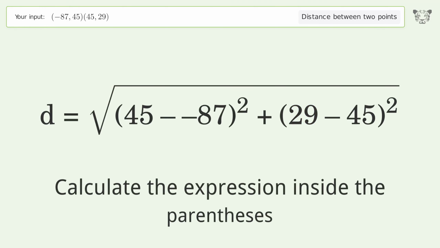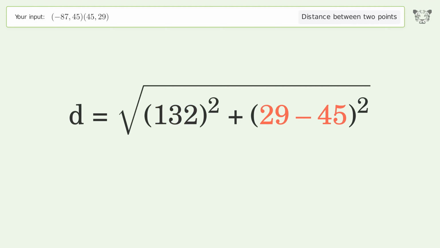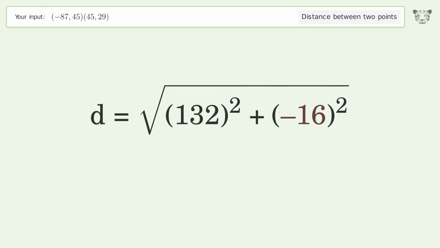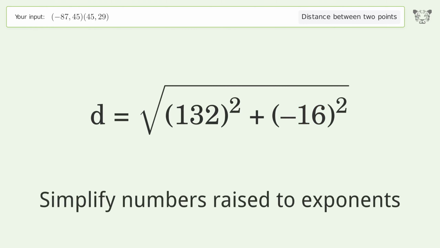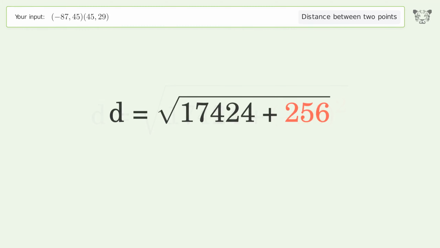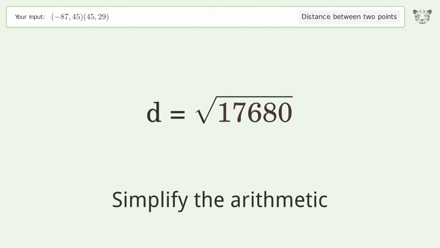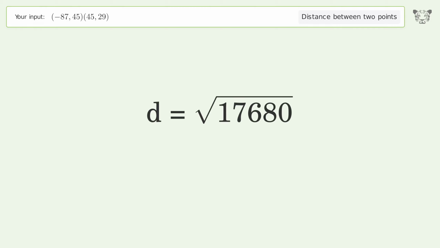Calculate the expression inside the parentheses. Simplify numbers raised to exponents. Simplify the arithmetic. And so the distance between the 2 points is the square root of 17,680, or 132.966.